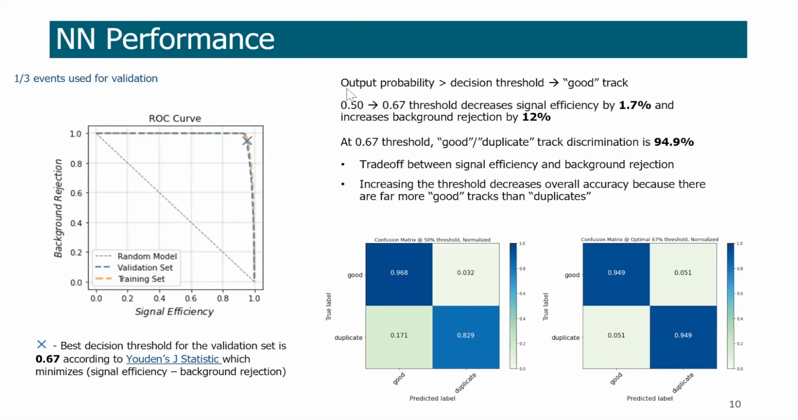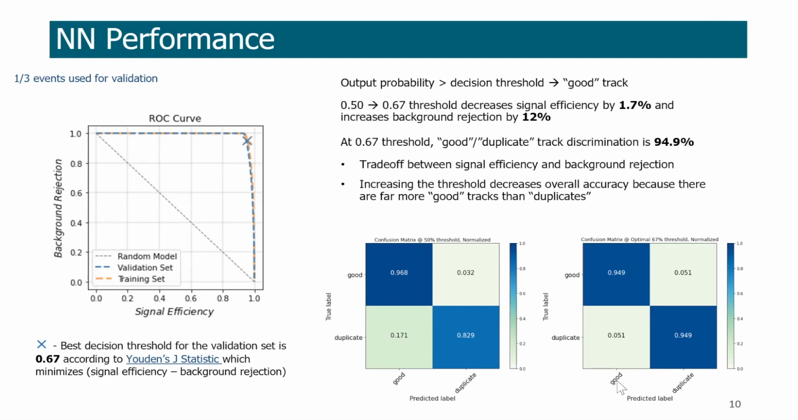But to make our predictions, we take the output probability from the neural net and compare it to a threshold value. And if the output probability is above this threshold value, a track is classified as good. And using a metric called Youden's J statistic, which minimizes the difference between signal efficiency and background rejection, the optimal threshold for the validation set is found to be 0.67.